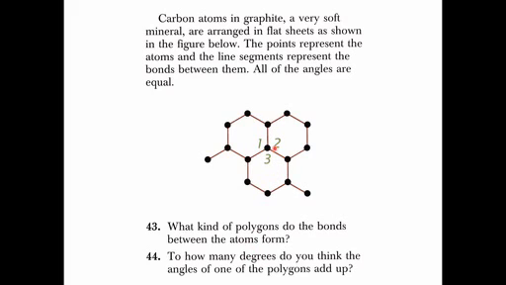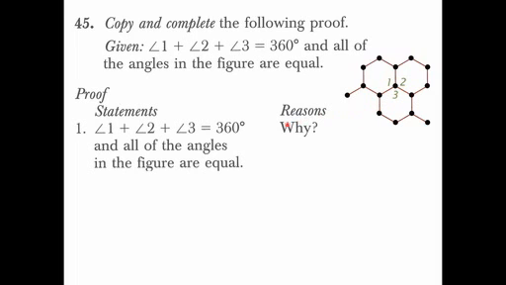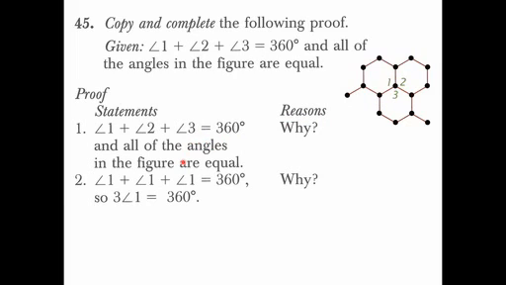This is how do you think, but you need to be able to figure this one out exactly. And here's a proof dealing with those. This is our given, that 1 plus 2 plus 3 is 360, and all the angles are equal. So this is to try to help us figure out what those angles are. So some statements and reasons, and you are supposed to come up with the reasons for that.